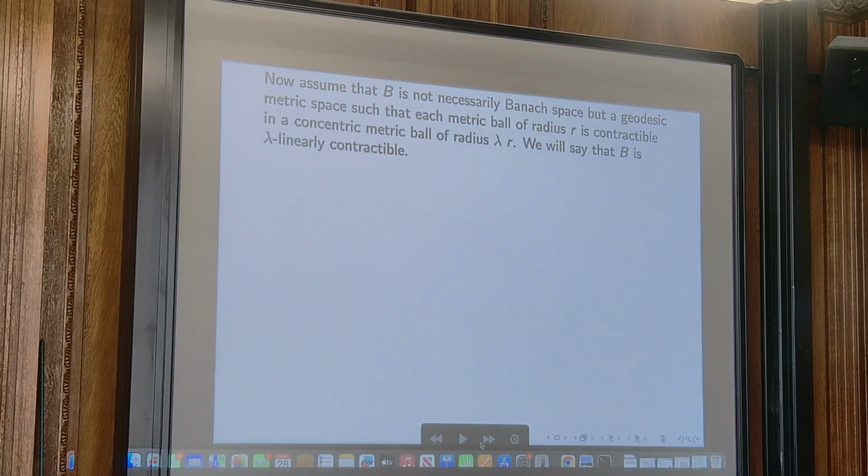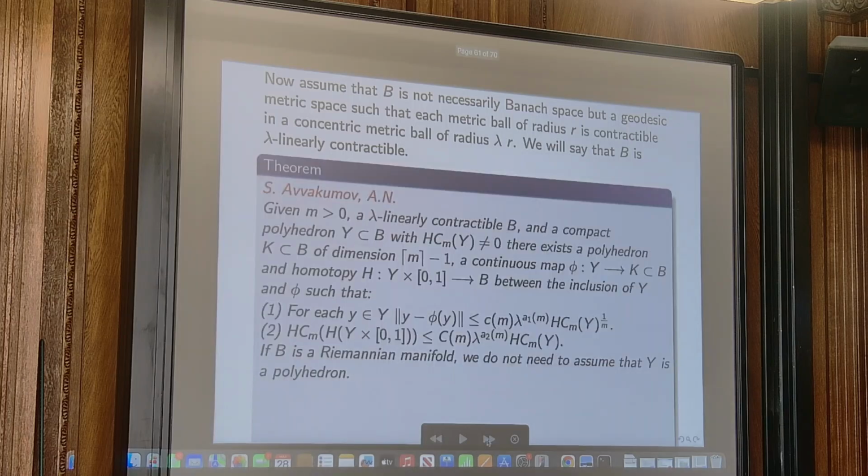Now we assume that B is not necessarily a Banach space, but a geodesic metric space with a linear contractibility function. Each metric ball of radius r is contractible in the concentric metric ball of radius lambda r. And so if B is linearly contractible, the previous theorem holds with some minor restriction.